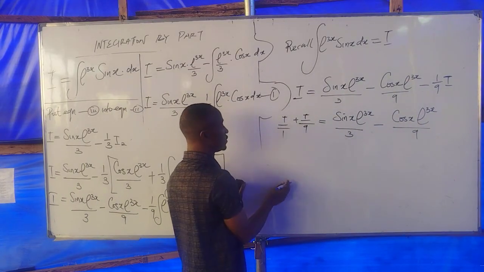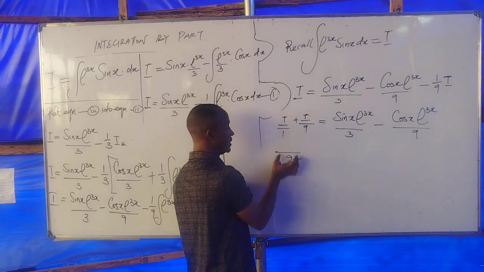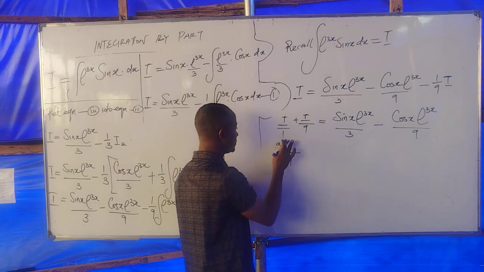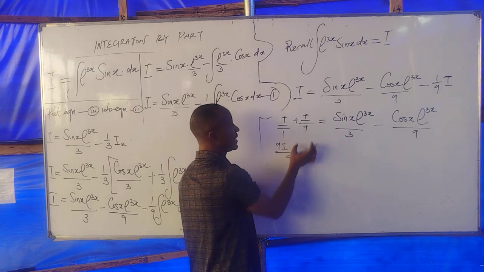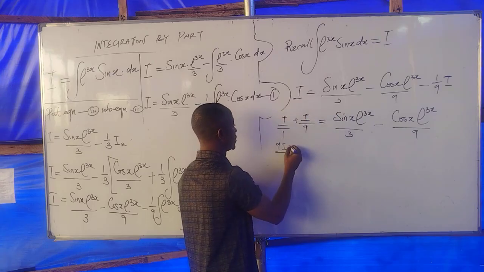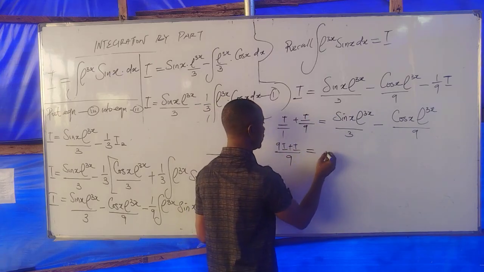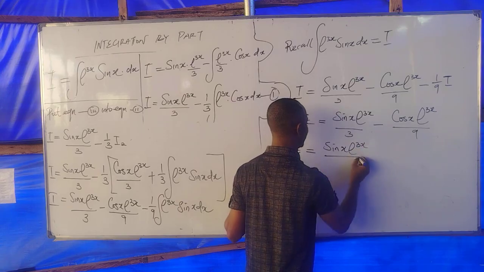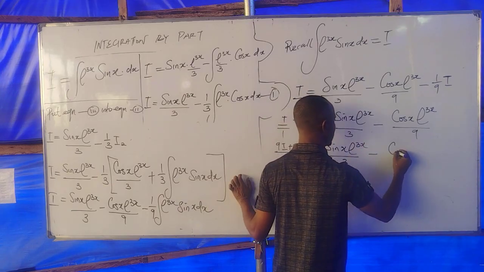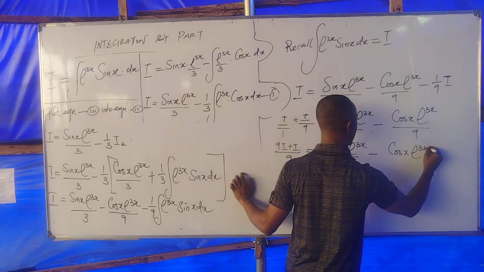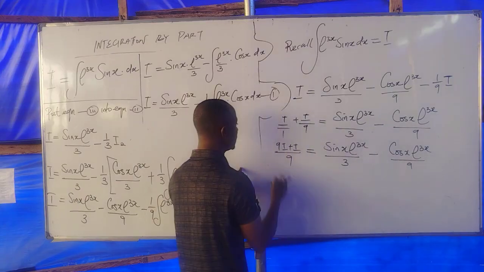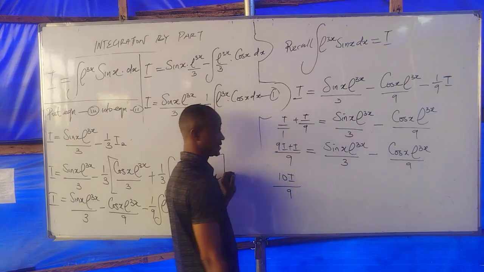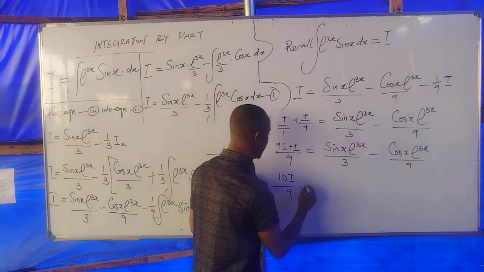What's the same between these two? 9. 9 into 1 is 9, so 9 times 1 is 9I. 9 into 9 is 1, times I, so plus I. All equals to sine x exponential 3x over 3 minus cos x exponential 3x over 9. 9I plus I is 10I over 9, right? Are you following? Okay.